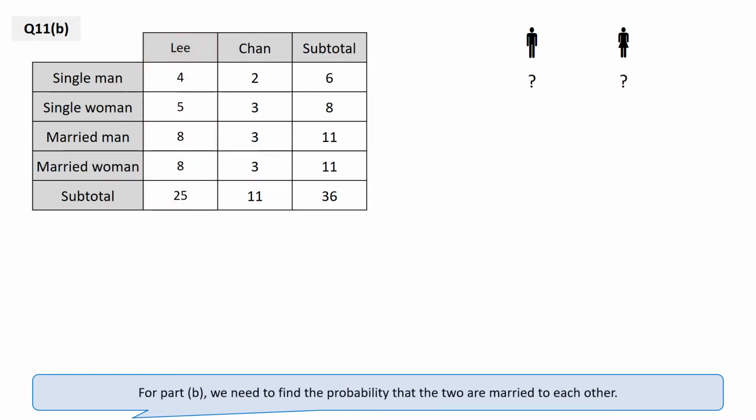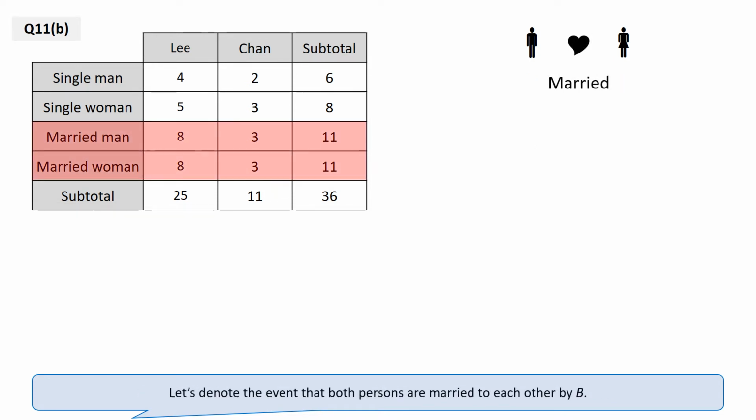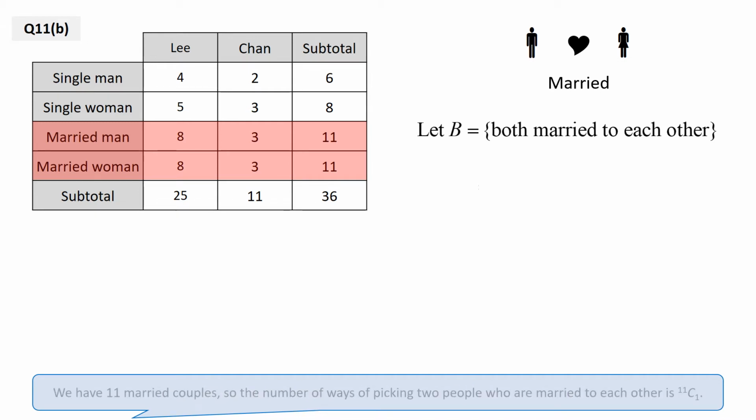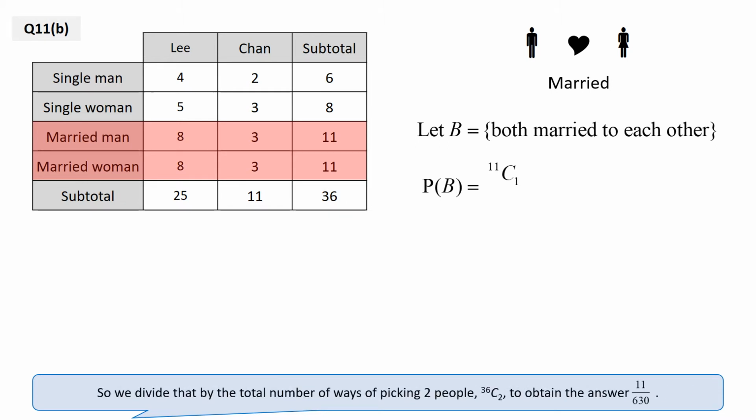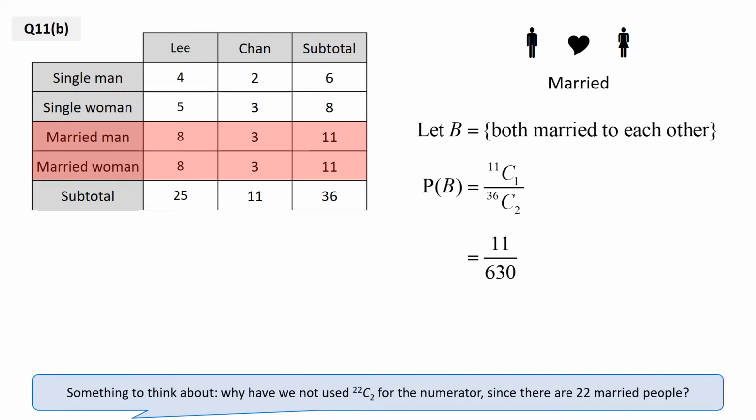For part B, we need to find the probability that the two are married to each other. Let's denote the event that both persons are married to each other by B. We have 11 married couples, so the number of ways of picking two people who are married to each other is 11 choose 1. So we divide that by the total number of ways of picking two people, 36 choose 2, to obtain the answer 11 over 630. Something to think about: why have we not used 22 choose 2 for the numerator, since there are 22 married people?